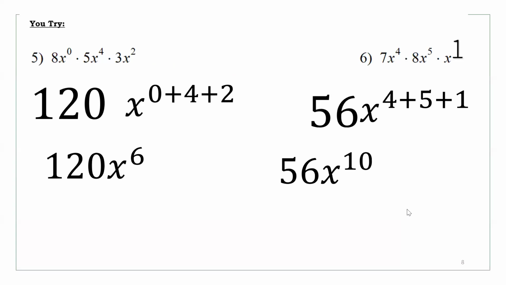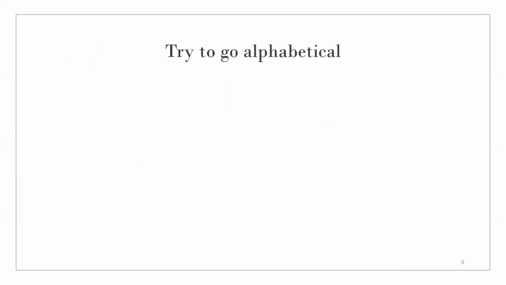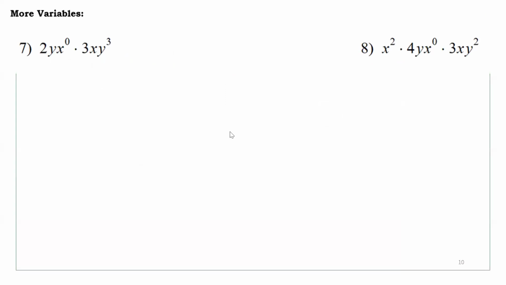Okay? Now, the only way I make this trickier is if I add more letters. Remember, always try to go alphabetical. So it's still the same thing. Add your exponents. And then again, look through, always make sure that you have your exponents represented. So that has an exponent of 1, an exponent of 1. All right, here we go. So 2 times 3 is 6. Let's go with our x's first because that alphabetically comes first. We have x to the 0, x to the first.